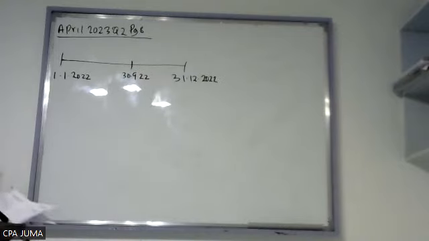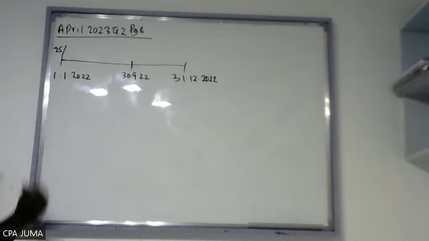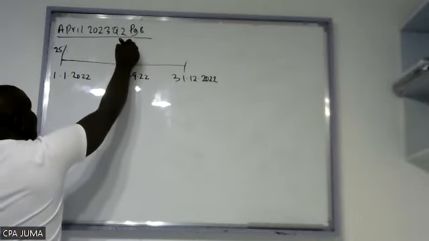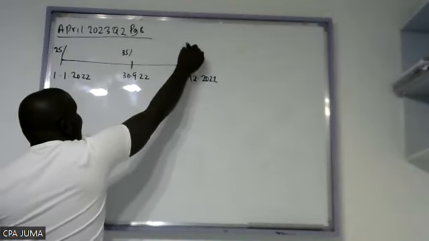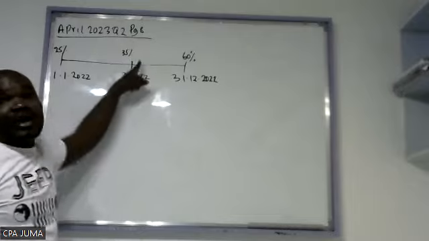So initially, before the top up, it was 25%. Then they topped up. So top up 35. So moving forward at the end of the year, we are talking of 60. So the top up happened during the financial year.